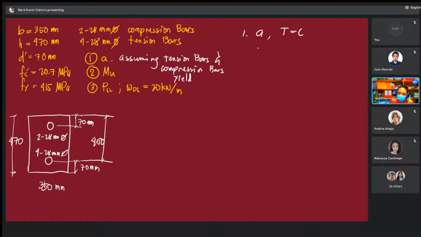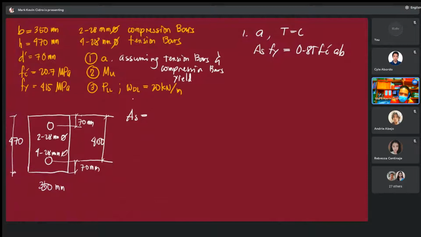So this is As Fy, which is equal to 0.85 Fc prime A B. You can solve directly for A, right? Everything is given. What is the value of As?